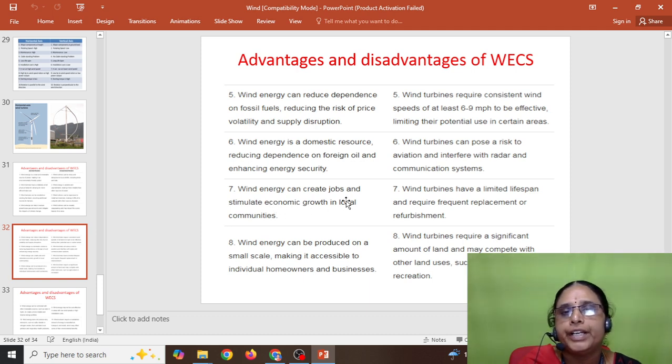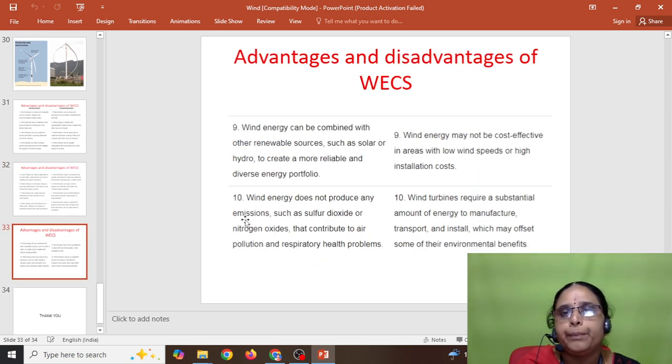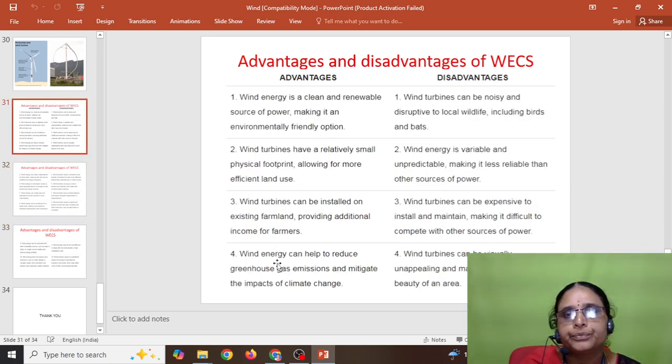Wind energy can create jobs and stimulate economic growth in local communities. Wind energy can be produced on a small scale, making it accessible to individual homeowners and businesses. And wind energy can be combined with other renewable energy such as solar or hydro, that is called a hybrid system. And wind energy does not produce any emissions such as sulfur dioxide and nitrogen oxide that contribute to air pollution and produce health problems for humans.